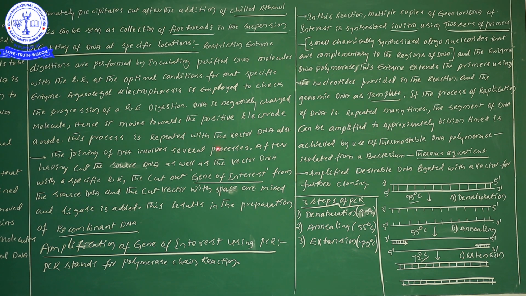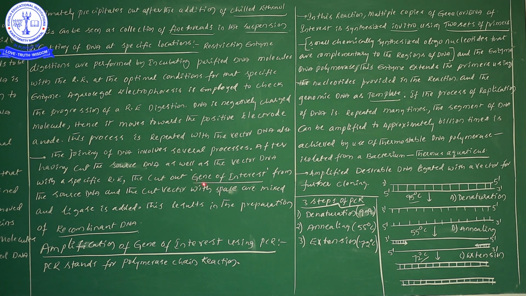This process is repeated with the vector DNA. Not only for this, the gel electrophoresis process we have used for the separation of DNA fragments based on molecular weight or length, the same kind of gel electrophoresis process we have to use for the vector DNA also, with a specific restriction enzyme. Don't forget, this point is also important.